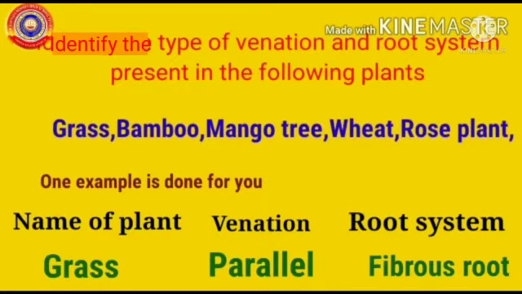So, here is an activity for you. Identify the type of venation and root system present in the following plants. One is done for you. Like that, you do the others. Okay?